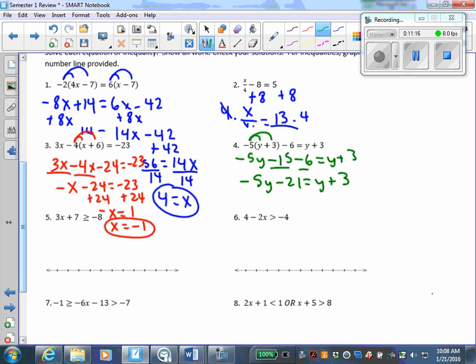I'm going to get my y's together, so I'm going to add 5y. And then I'm left with negative 21 equals 6y plus 3. Now I subtract 3. I get negative 24 equals 6y. Divide by 6. I get negative 4 equals y.